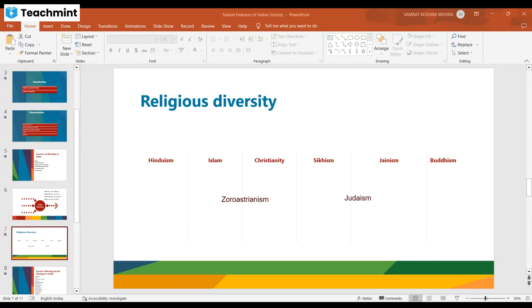Then is Buddhism. Buddhism emerged around the 6th century BC. There are 3 ornaments of Buddhism. They are Buddha, the enlightened teacher, the Dharma, the doctrine given by the teacher, and Sangha, the community of believers.